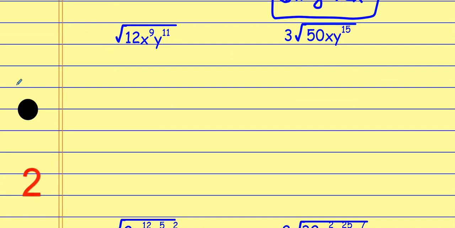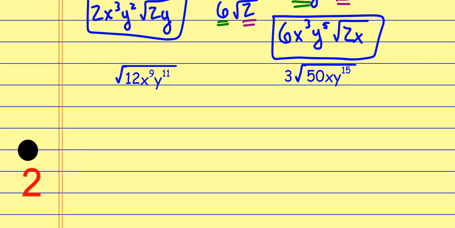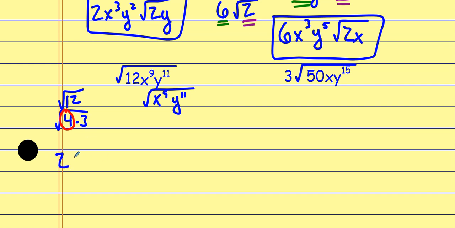If I look at these guys. So again, split it up. Ready? It's the square root of 12. Over here, I'll do the square root of x to the 9th, y to the 11th. And so the square root of 12, I'm looking for those perfect squares. That's 4 times 3. And now I take the square root of each of those things. The square root of 4 gives me a 2. The square root of 3 is the square root of 3. Okay, it can't be simplified.